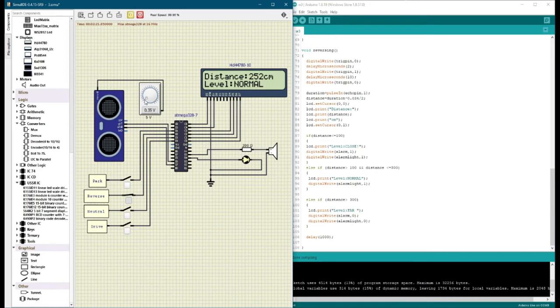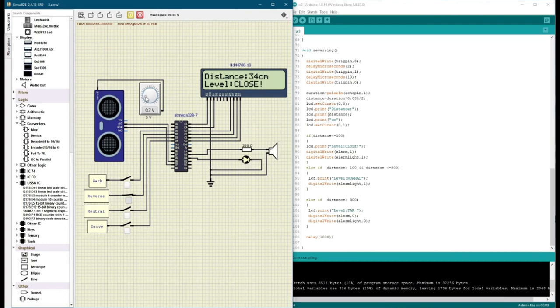When the distance is less than 100, it will display the distance, which is 34 cm, less than 100 cm. The level will show very close. So we will know the distance is close, and then the LED will be blinking and the buzzer will be beeping.